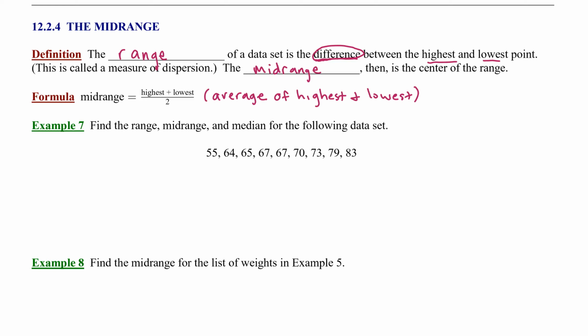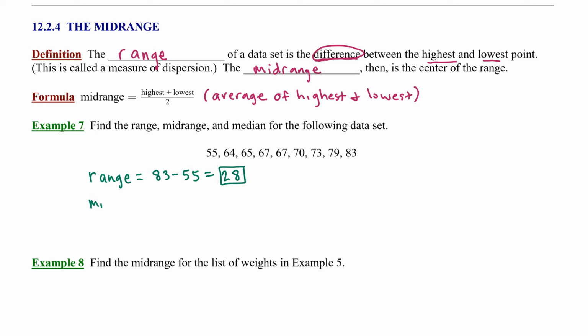Let's find the range and mid-range, and we might as well throw the median in there for the following data set. Observe, first of all, that our data set is in order from lowest to highest. That's important for the range, mid-range, and the median. So we'll start with the range, which is a measure of dispersion or spread of the data. Remember, the range is the highest data point, 83, minus the lowest data point, 55. So it looks like the range is 28 for this data set.